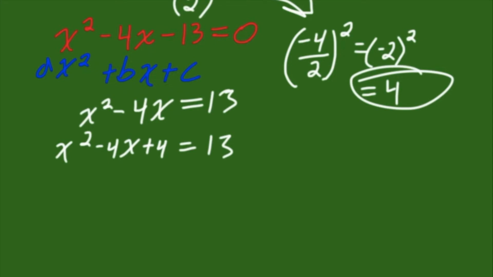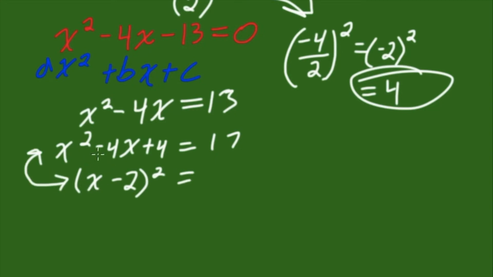But remember, what you do to one side of the equation, you have to do to the other. So we just put plus 4 here, meaning we also have to put plus 4 on this side. So that gives us 17 on this side. Now if you look at this side of the equation, we can see that this is a perfect square, as we can factorize this to x minus 2 squared, as these two equations are the same. This is just the expanded version and this is your factorized version, and that is still equal to 17.